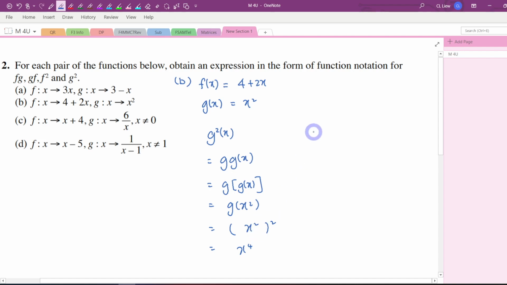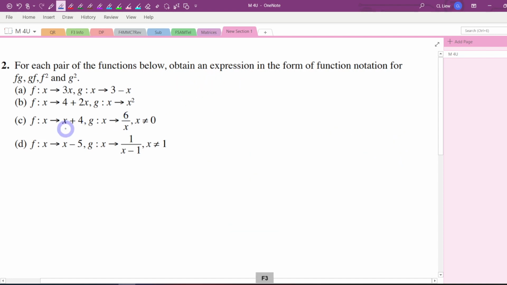So you might be thinking, teacher, if I do it this way, it's correct, right? If you do it this way, you see the square here, put x squared and square it, you will notice that in this situation it's correct, but this is just a coincidence. For f squared of x, if you do it this way, you will get a wrong answer. So remember, don't do it this way. For part C, I will let you try yourself. I will show you part D.